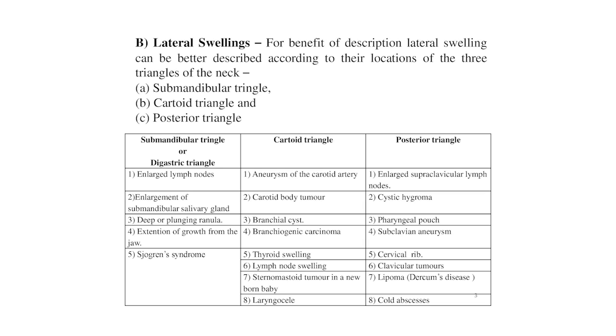Second, lateral swellings of the carotid triangle. These swellings are the aneurysm of the carotid artery, carotid body tumor, branchial cyst, branchiogenic carcinoma, thyroid swelling, lymph node swelling, sternomastoid tumor in newborn baby, and laryngocele.